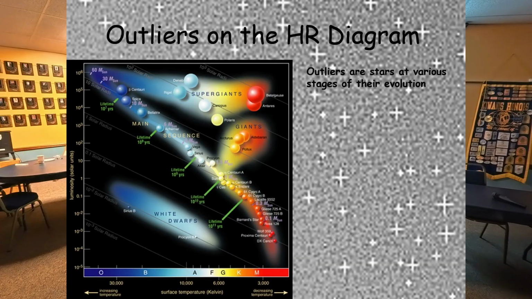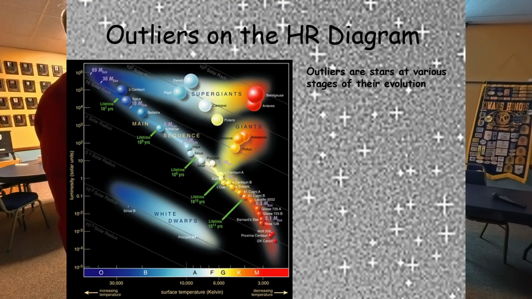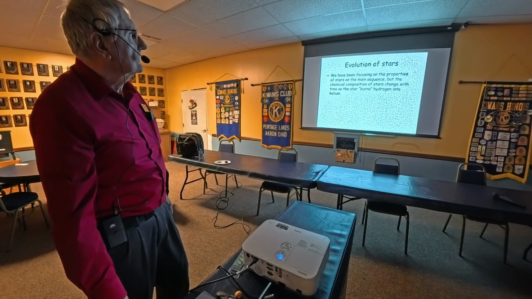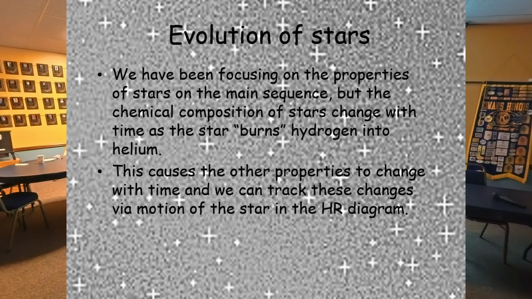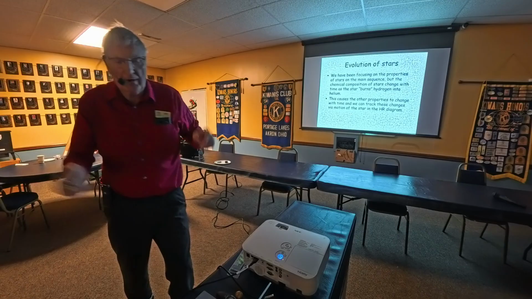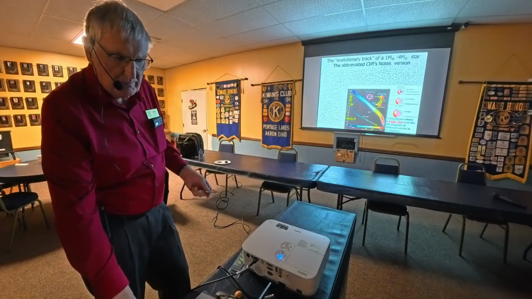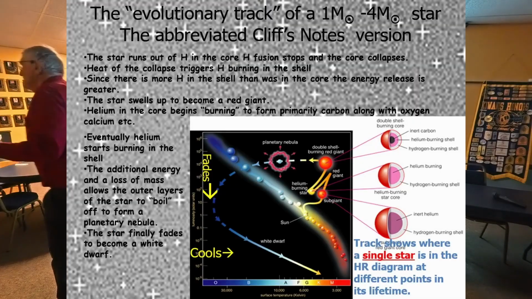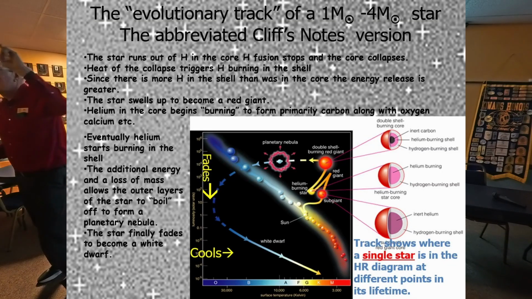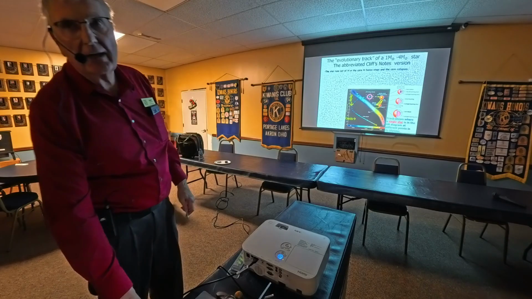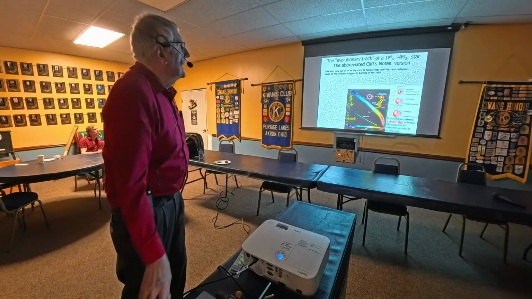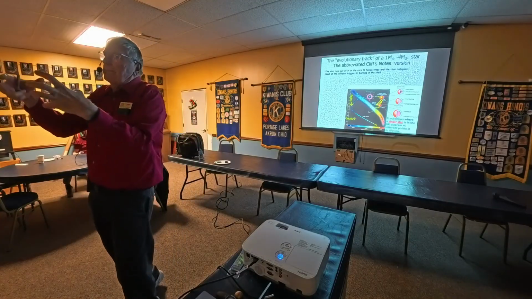So these outlier stars are stars in different stages of their evolutionary process. So as hydrogen is burned to create helium, that causes some of the other properties to change, and I'm not going to go into that too much. But let's take the evolutionary track of one solar mass star. Sun's going to do this, okay? What's going to happen eventually, it's going to run out of hydrogen in the core. And the core is going to collapse.